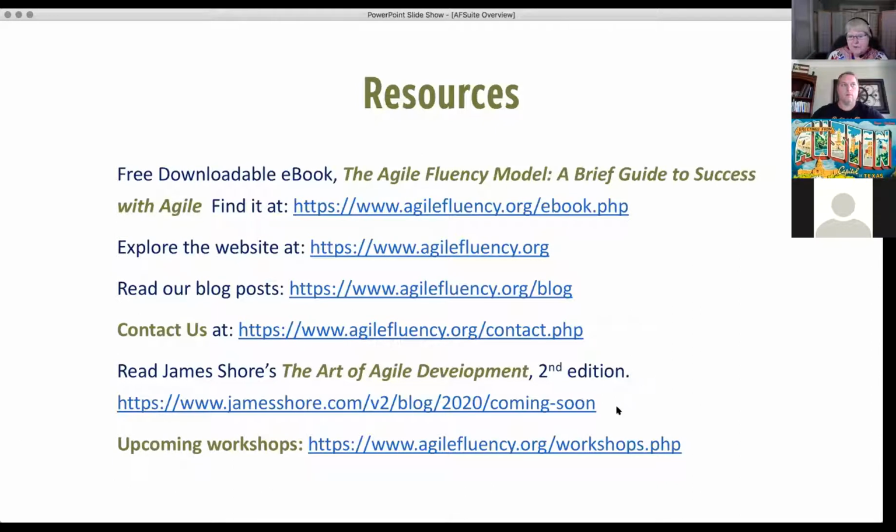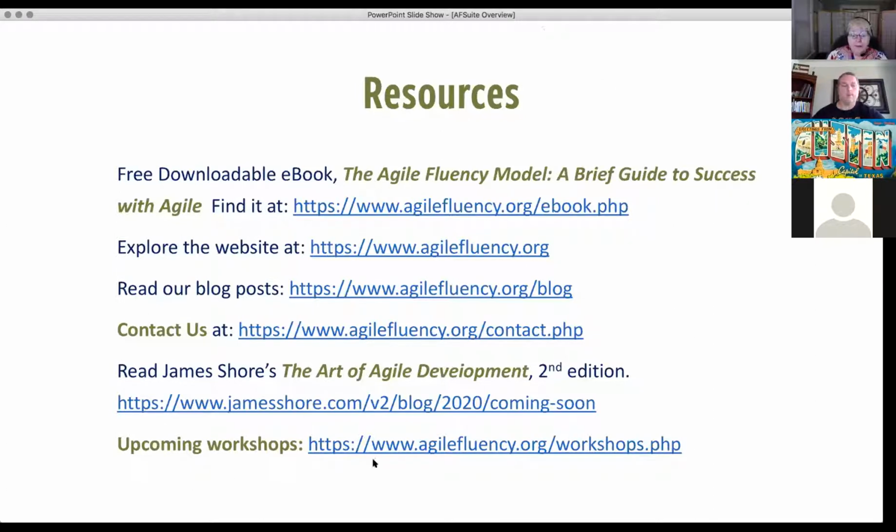Jim Shore, if you are familiar with his book, The Art of Agile Development, is now working on a second edition, and it is in pre-release through O'Reilly. So you can begin to get this book as it's coming out, and it is reframed to talk about Agile development in the context of the Agile Fluency model. So that's coming up. And then we have events and workshops also on our webpage, and you can see those there.